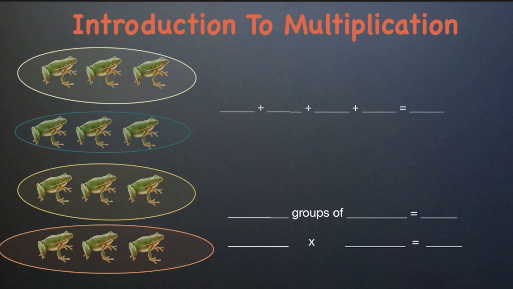So we could write 3 for the first group plus 3 for the second group plus 3 for the third group plus 3 for the fourth group. We add those up, we've got 3 plus 3 is 6, plus another 3 is 9, plus another 3 is 12.